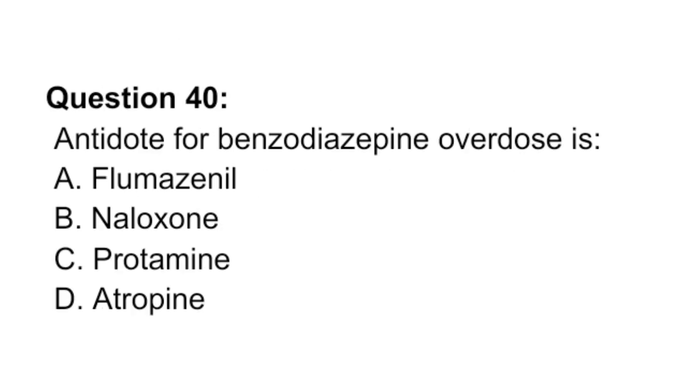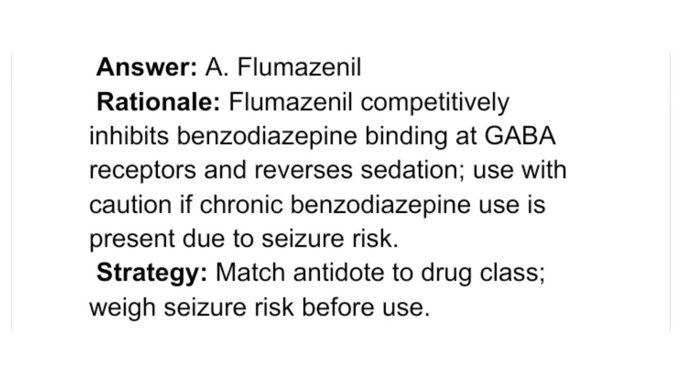Question 40. Antidote for benzodiazepine overdoses. A. Flumazenil. B. Naloxone. C. Protamine. D. Atropine. Answer: A. Flumazenil. Rationale: flumazenil competitively inhibits benzodiazepine binding at GABA receptors and reverses sedation. Use with caution if chronic benzodiazepine use is present due to seizure risk. Strategy: match antidote to drug class, weigh seizure risk before use.